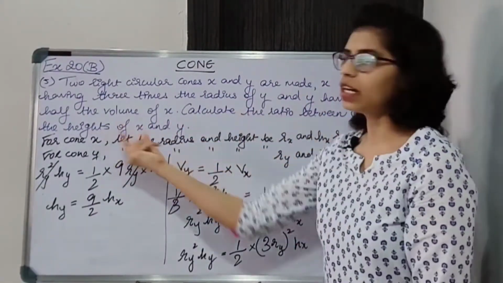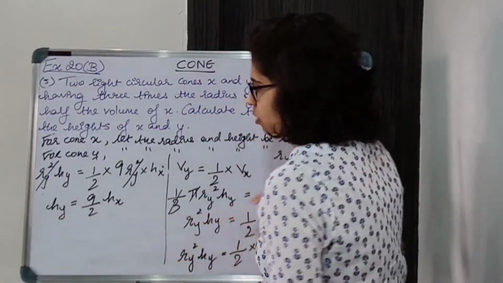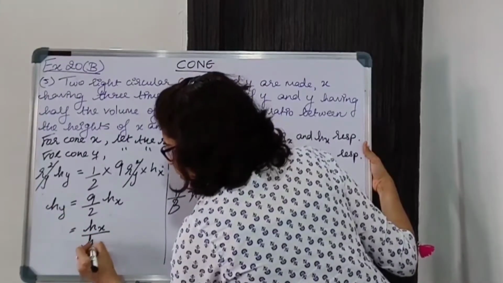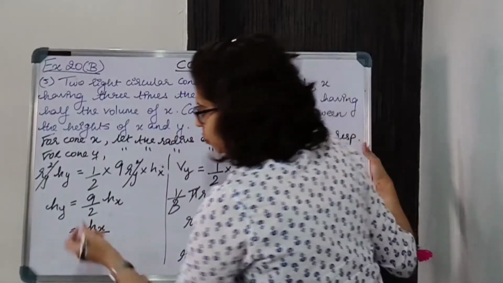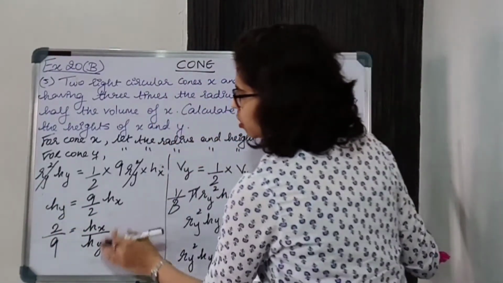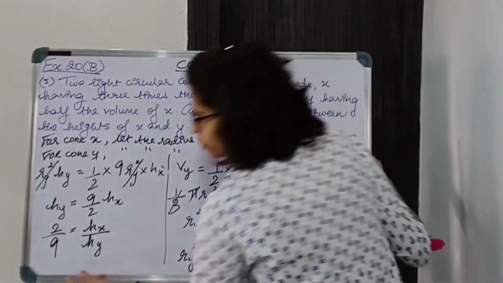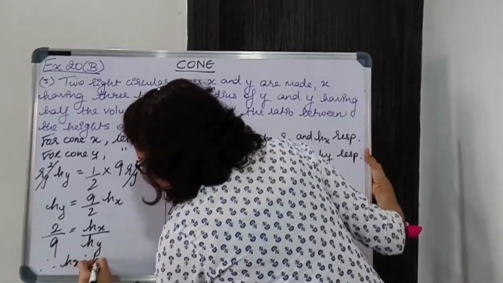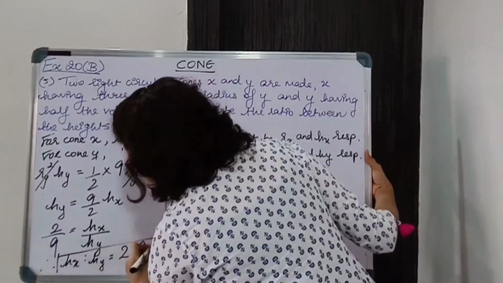Calculate the ratio between the heights of x and y. So hx upon hy. What I'll do is shift this. hx and hy will come in the denominator and shift the numbers on the other side. So you will get the ratio. So 2 will go in the numerator and 9 will come in the denominator. So hx upon hy is 2:9. So we got the ratio of the heights. Therefore, hx is to hy is equal to 2:9.